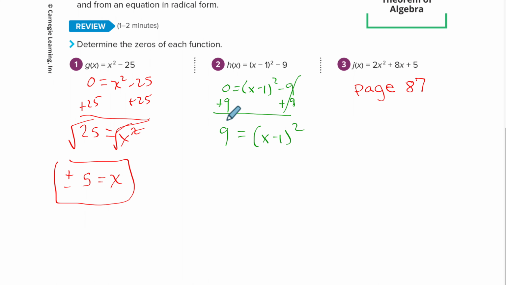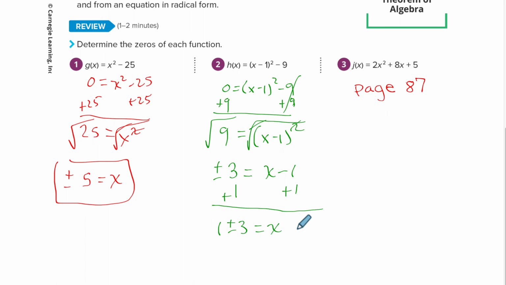Because they cancel out. And then we're going to take the square root to get rid of that square over here. We cannot forget the plus or minus. So we get plus or minus 3 is going to be equal to just an x minus 1. We can add 1 to each side. And hopefully you're okay with this notation with a plus minus. We're going to get 1 plus or minus 3 should equal x. And we know that 1 plus 3 is 4. And 1 minus 3 is negative 2. So we found the roots or the zeros, right? The zeros are when the function is equal to 0.